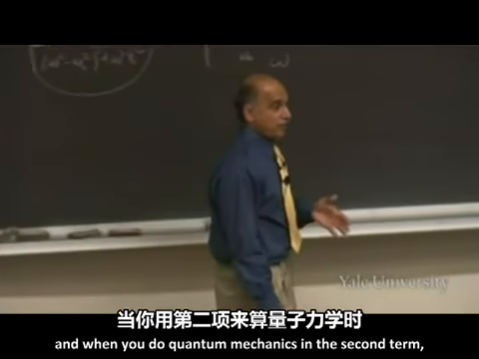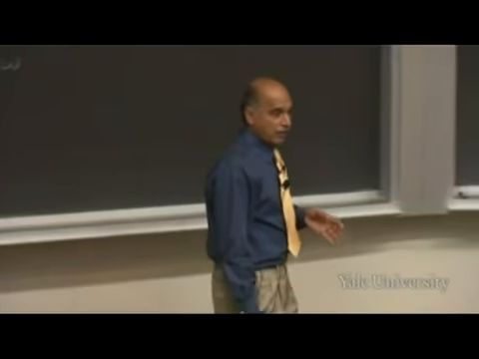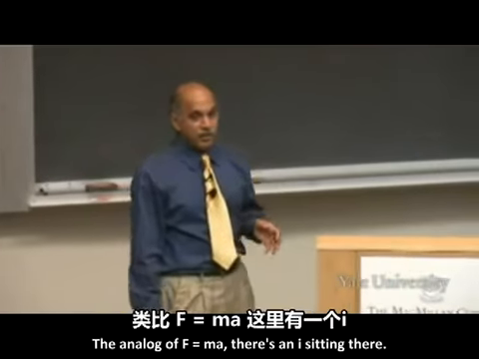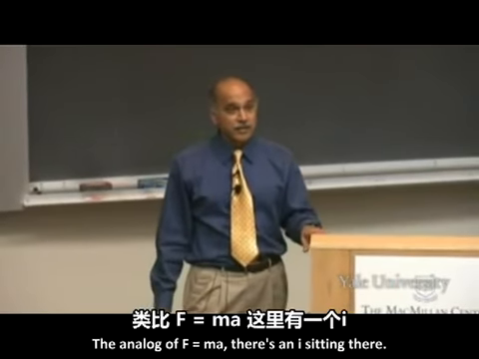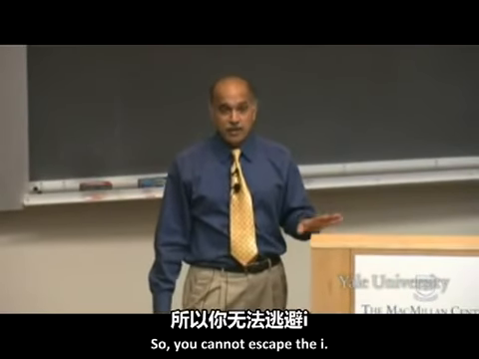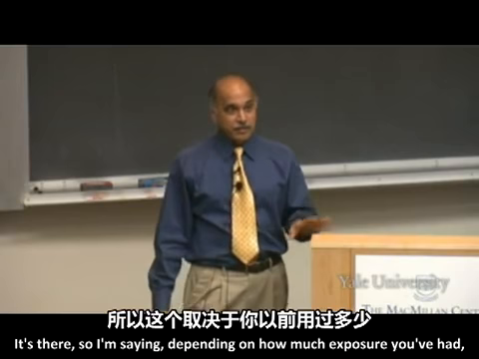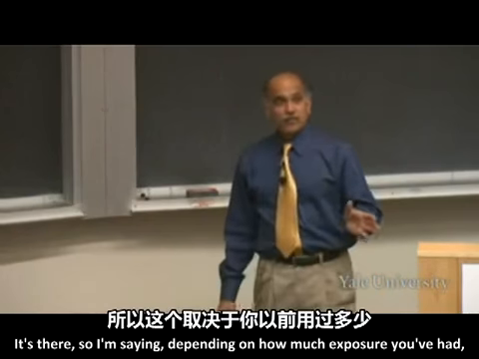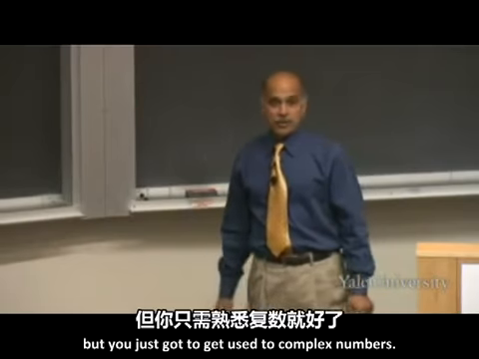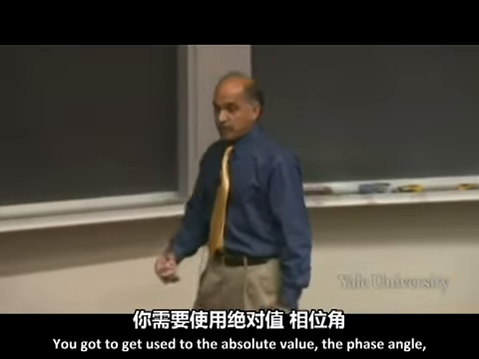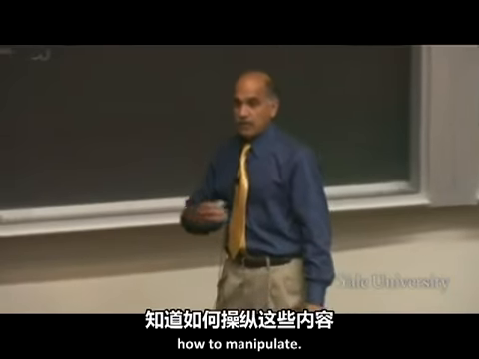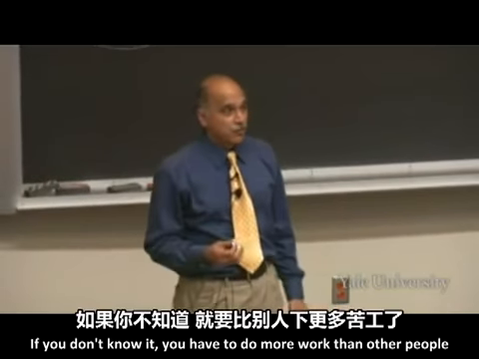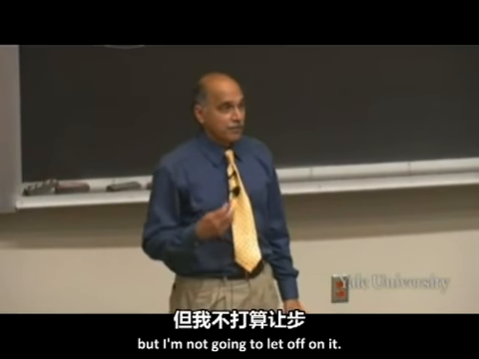And when you do quantum mechanics in second term, complex numbers are in the equations of motion. The analog of F equals ma, there's an i sitting there. So you cannot escape the i. It's there. So I'm saying, depending on how much exposure you had, you have to do more or less work, but you just got to get used to complex numbers. You got to get used to the absolute value, the phase angle, how to manipulate them. If you already know it, it's good. If you don't know it, you have to do more work than other people. But I'm not going to let off on that.